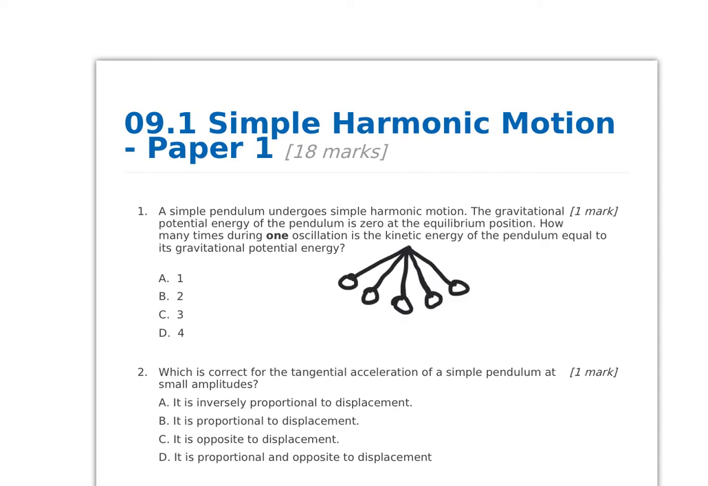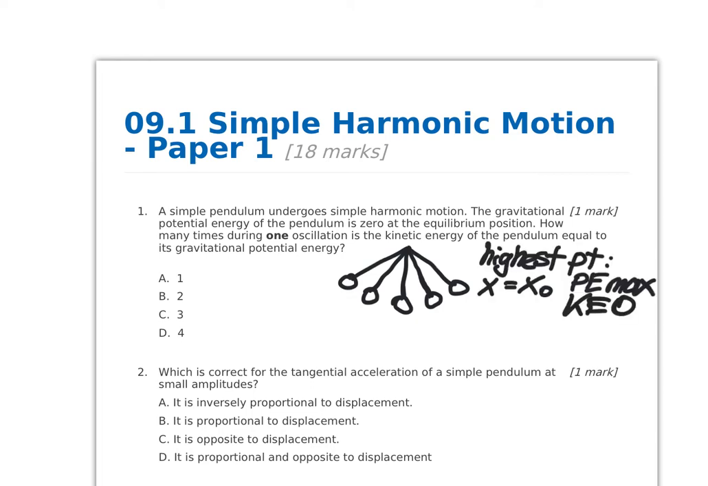So here we have a pendulum, and we have the highest point and then the lowest point. When we're at the highest point, that's where the displacement is equal to the amplitude. That's maximum potential energy and no kinetic energy because it doesn't move at the highest point for that split second of time. And remember, just because it's not moving at the highest point doesn't mean it's not accelerating. In fact, that's where it has its highest acceleration, because in a simple harmonic oscillator, the acceleration is proportional to the displacement.